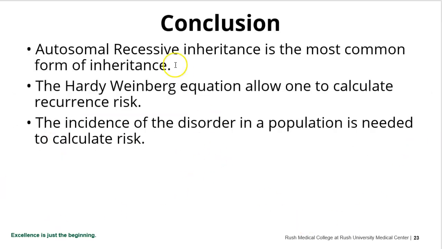So, in conclusion, autosomal recessive disorders are the most common inheritance. Hardy-Weinberg allows us to calculate recurrence risk, and the incidence of a disorder in the population needs to be calculated.